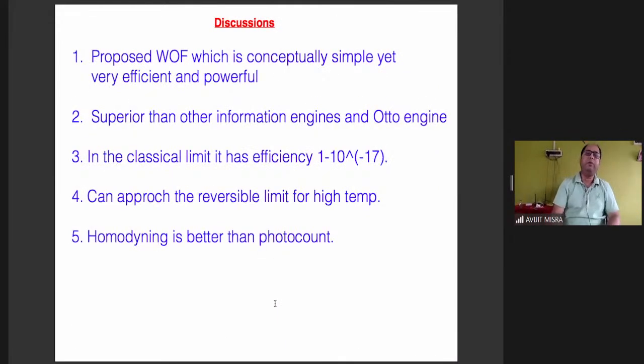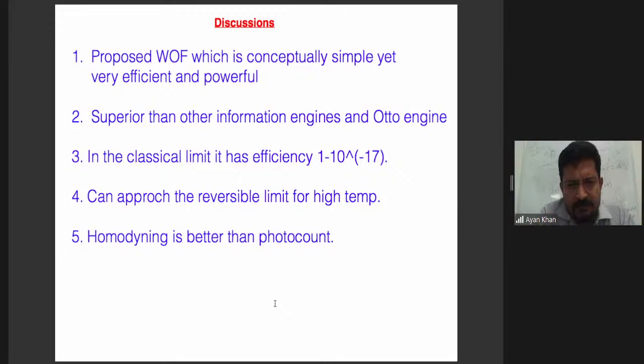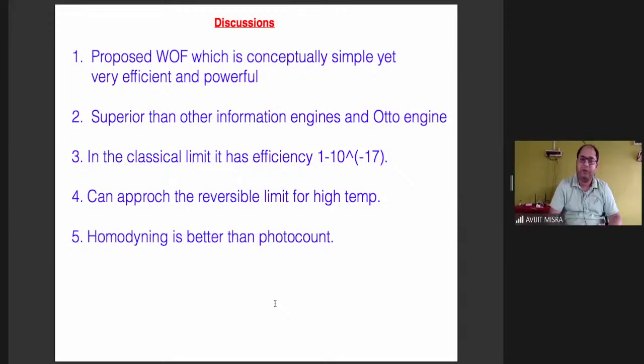Now I'll discuss. So we have proposed a new scheme for work extraction by measuring a tiny part of a thermal light source. And this scheme can be used for any other continuous variable system, so a beam of atoms also. And it is superior to the previously proposed information engine and Otto engine. In the classical limit, this can reach the efficiency 1 minus 10 to the power minus 17. And as it is approaching the maximum efficiency, unit efficiency, it approaches the reversible. And what we have seen is that homodyning is better than photon counting. So it is better in terms of efficiency and better in terms of experimental feasibility.